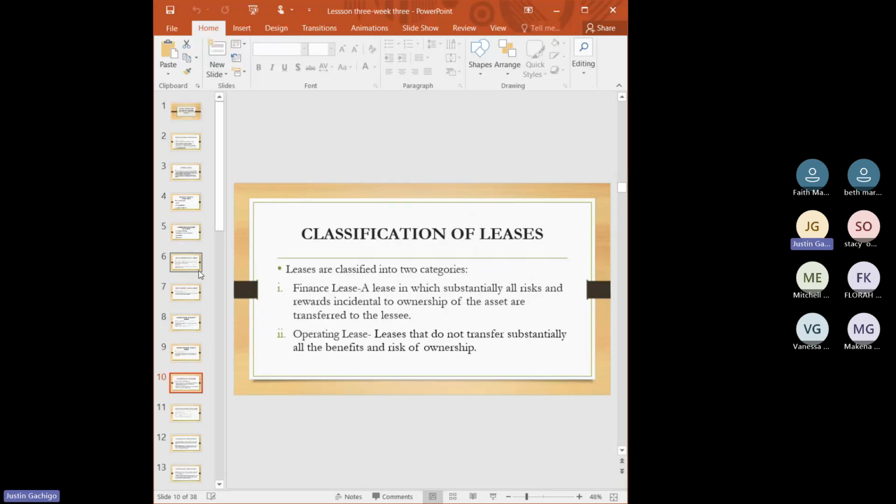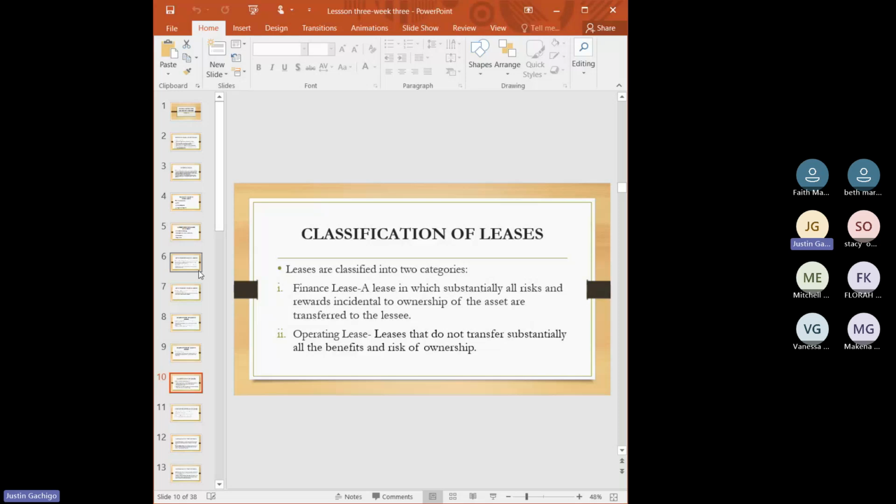Classification of leases. So leases are classified into two. There are finance lease and there are operating lease. So finance lease is the one which substantially transfers all the risk and reward incident of the ownership of the asset to the lessee. So for finance lease, you are allowed to take all the risk and reward.